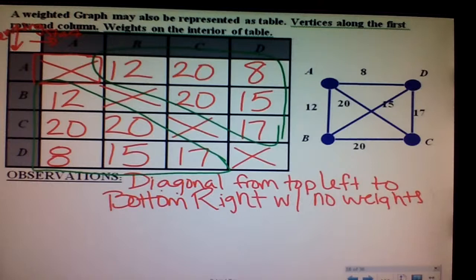Why is this a reflection across that line? What is this number? A to B. And what's this number? B to A. So this is the reverse exactly of this bottom corner.